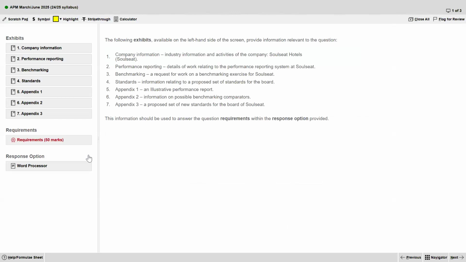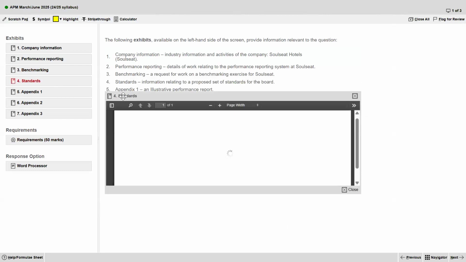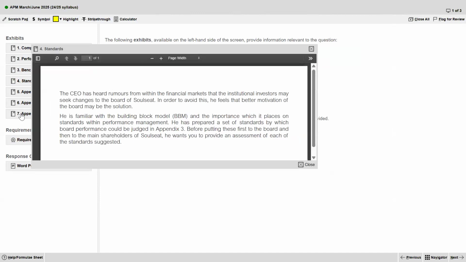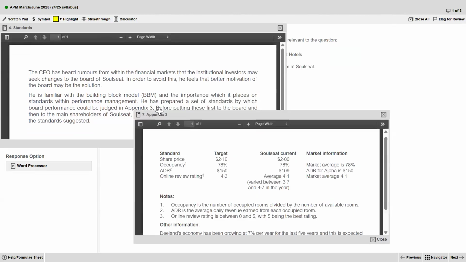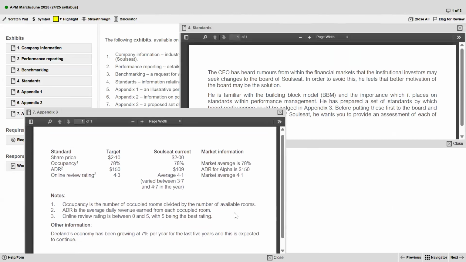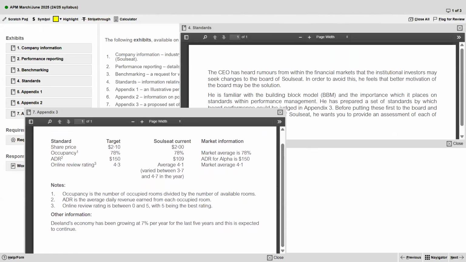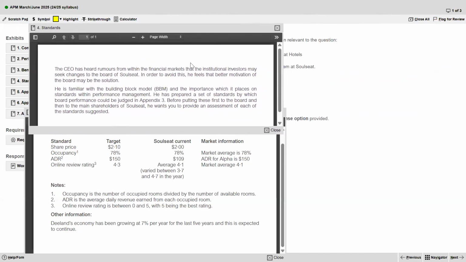The last requirement of the question, the standards. Okay, what is he asking for? Standards. It's talking about the building block model. He's talking about his standards. Now give it a try. These are the two relevant parts that you have to read through.